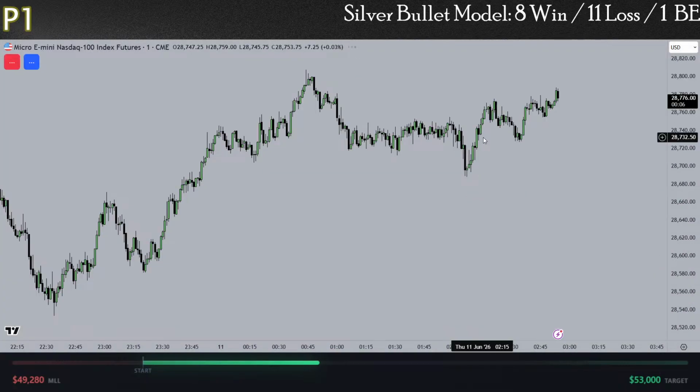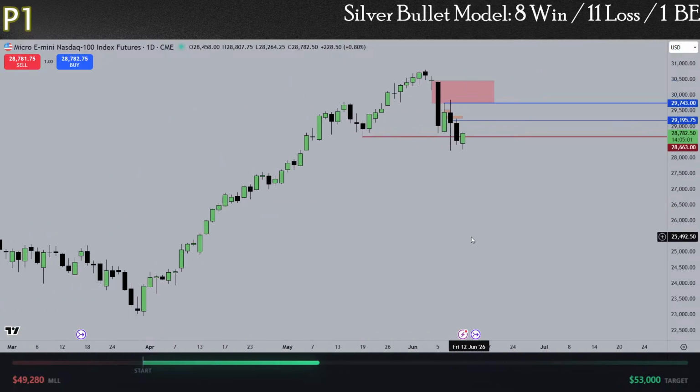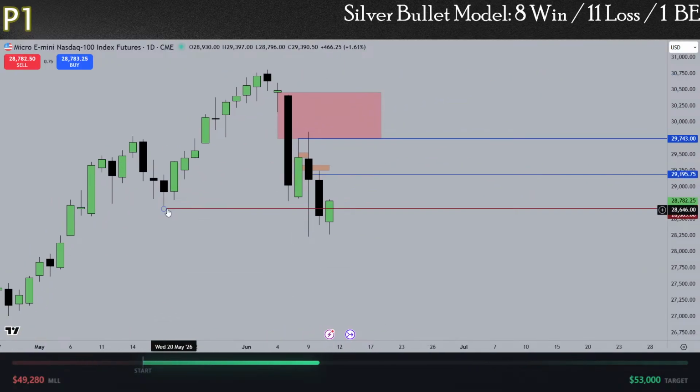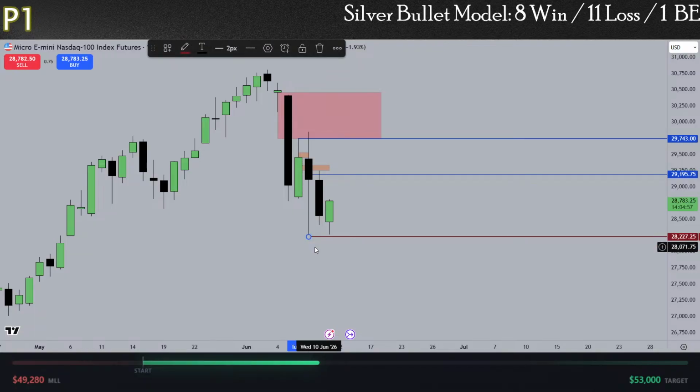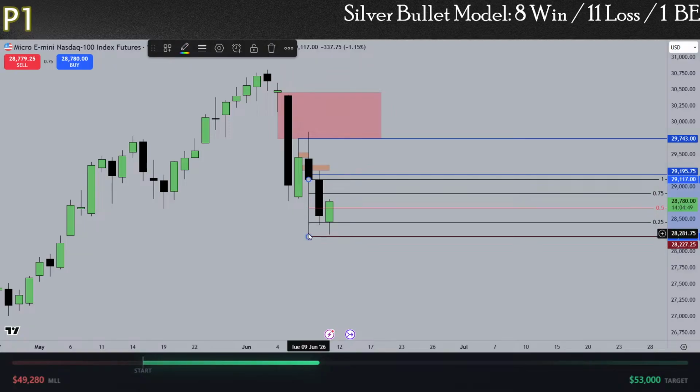MNQ daily chart. A difference here already. Price failed to take out this low while ES did. So the relative strength on the side of Nasdaq.